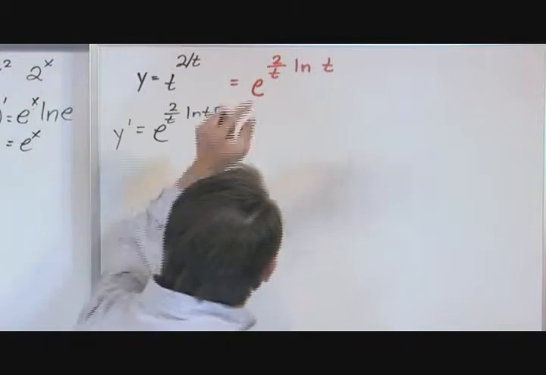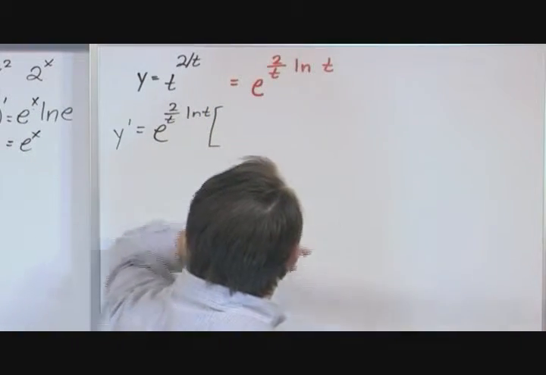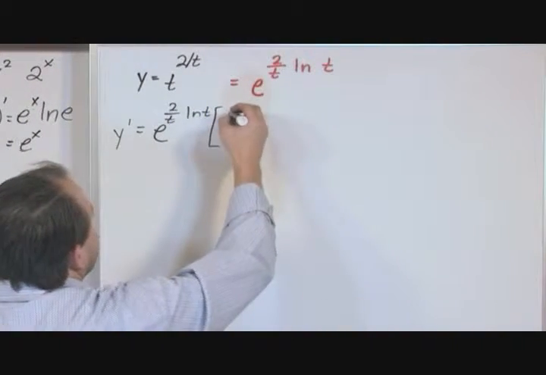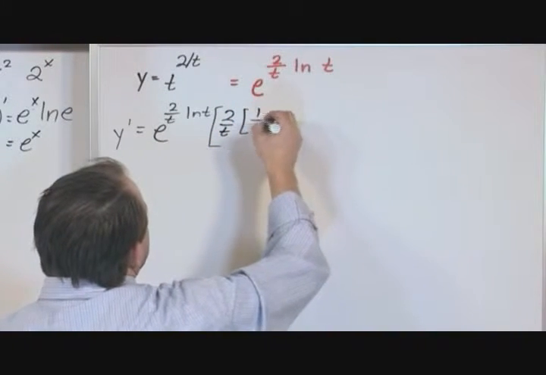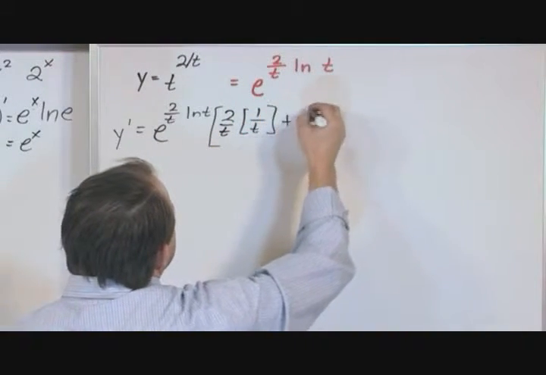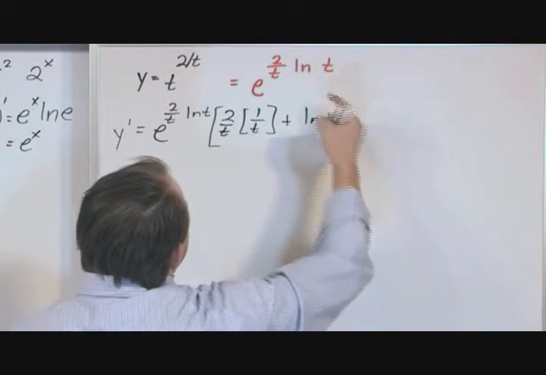So I have two things multiplied together, this and the natural log. So I need to use the product rule. So it's going to be 2 over t times the derivative of natural log of t, which is 1 over t, plus natural log of t times the derivative of this.